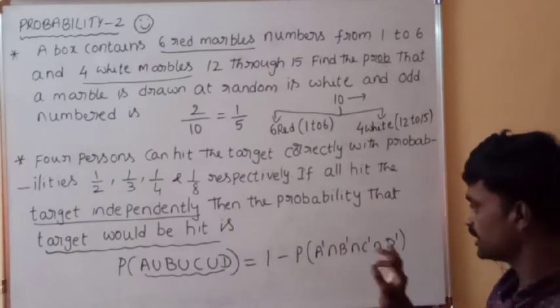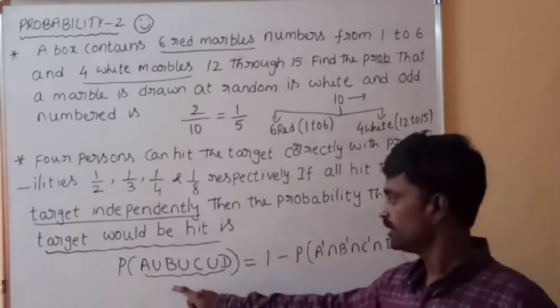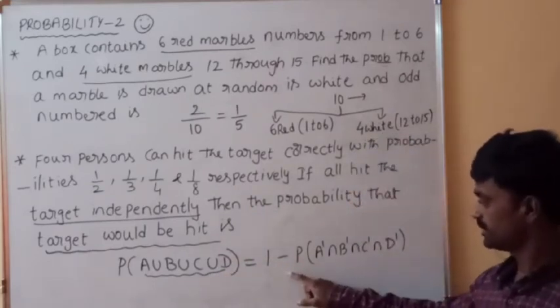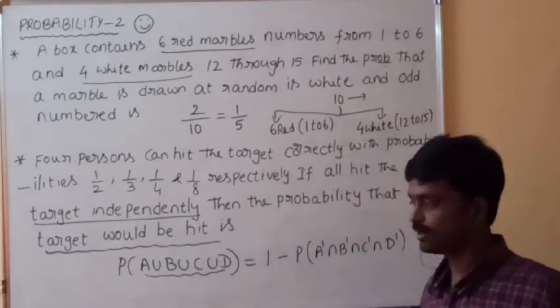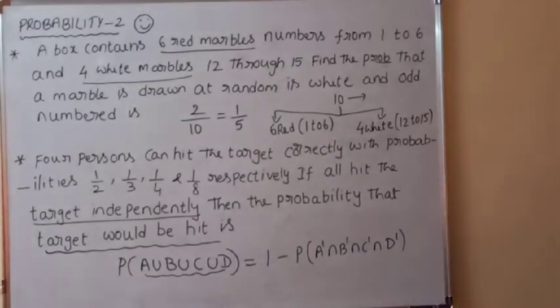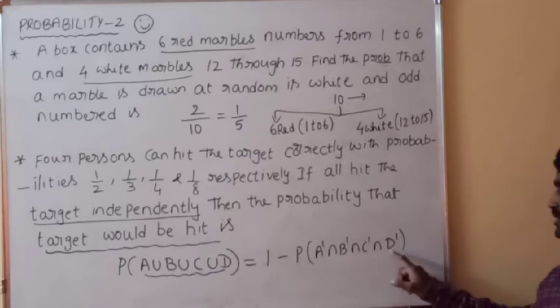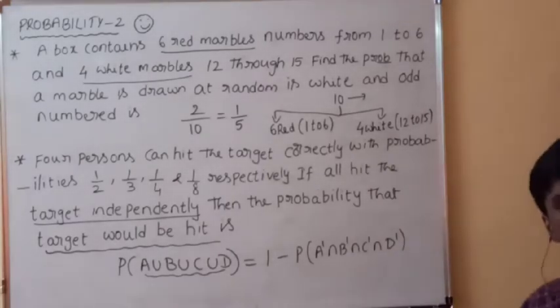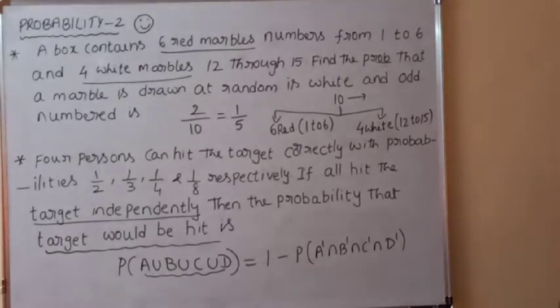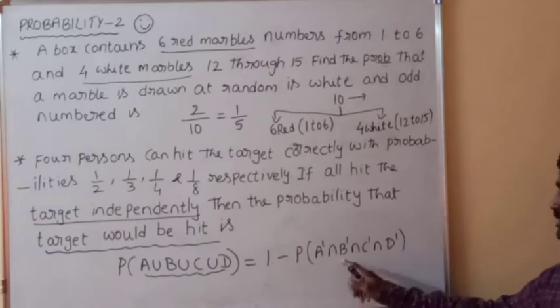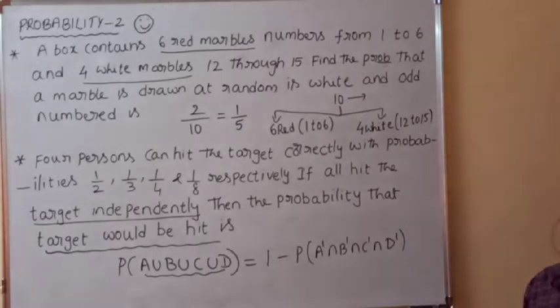So I am using that concept over here. Probability of A union B union C union D is equal to 1 minus probability of the complement of A union B union C union D, which is equal to what? A dash intersection B dash intersection C dash intersection D dash. Just like (A union B) whole dash is A dash intersection B dash, in the same way (A union B union C union D) whole dash is equal to A dash intersection B dash intersection C dash intersection D dash.